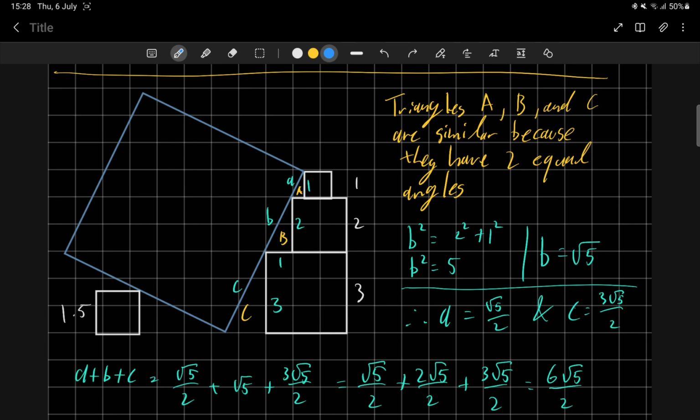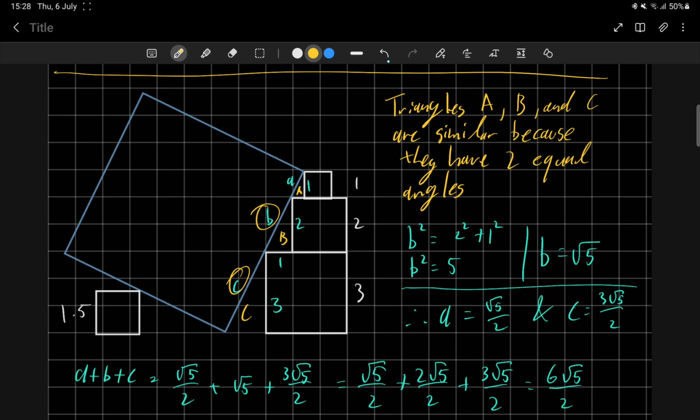The height of B is 2 times the height of A. Because of that, the length of small a is going to be half of the length of small b. That's why a is the square root of 5 over 2. Similarly, the length c is going to be 3 over 2 times the length of b, because they're proportional, they're similar.